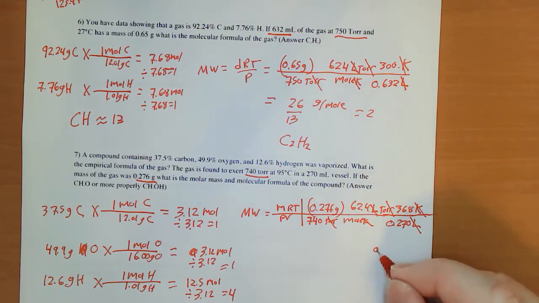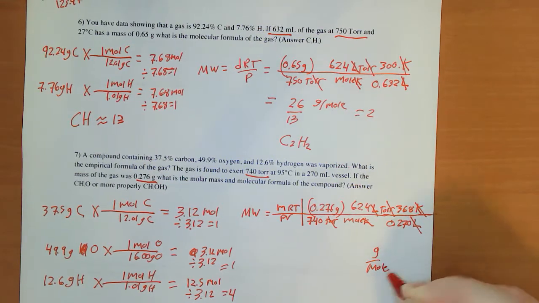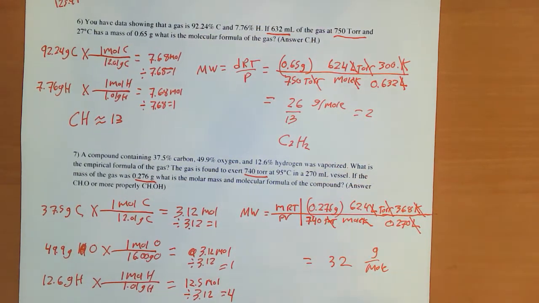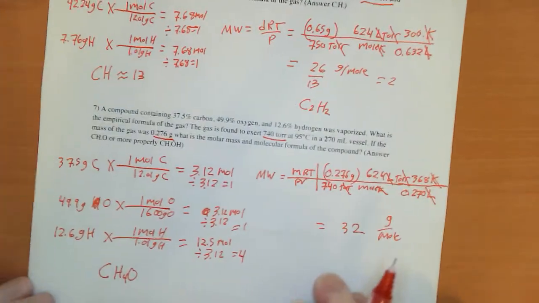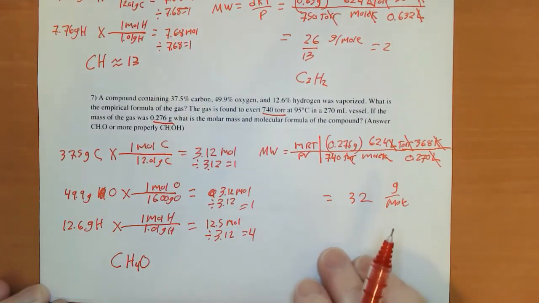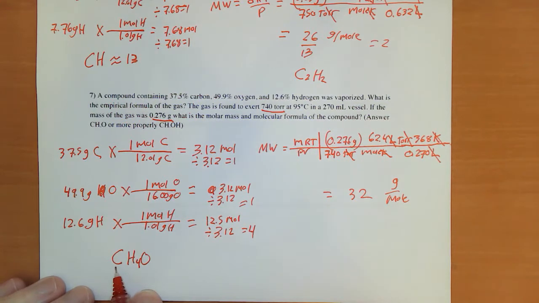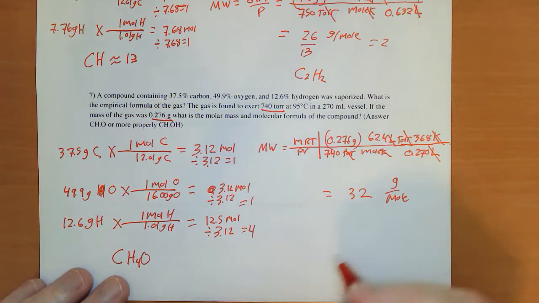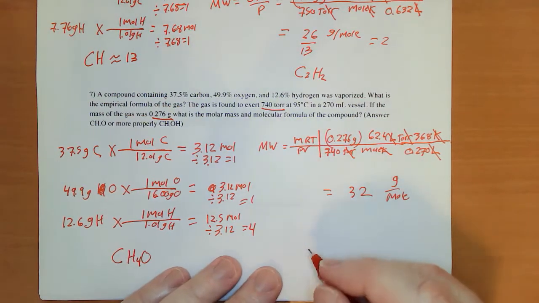That leaves me grams over moles. Okay, which comes out to be about 32. And that's pretty close to what CH4O is going to be. 12 and 16. Yeah, that's right what it is, actually. So that's also the molecular formula.